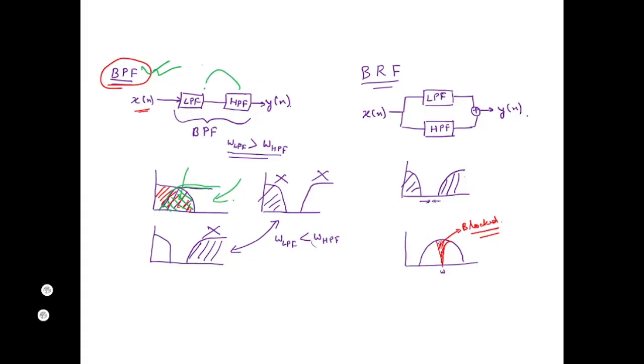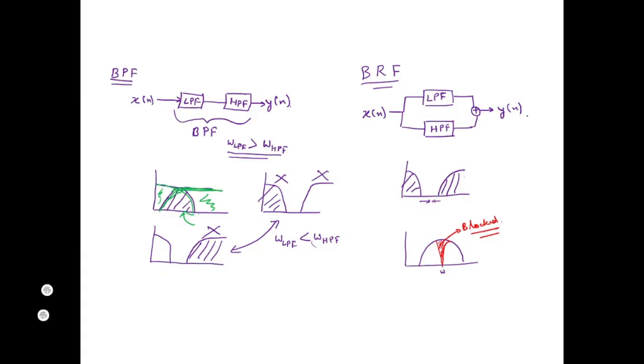Now, if you change the positions, will it affect? No. The reason being, in that case we'll have the high pass filter first, and then the low pass filter. Initially the low pass components will be rejected, and in the second stage the high pass components will be rejected, and we'll get the same intersection area.